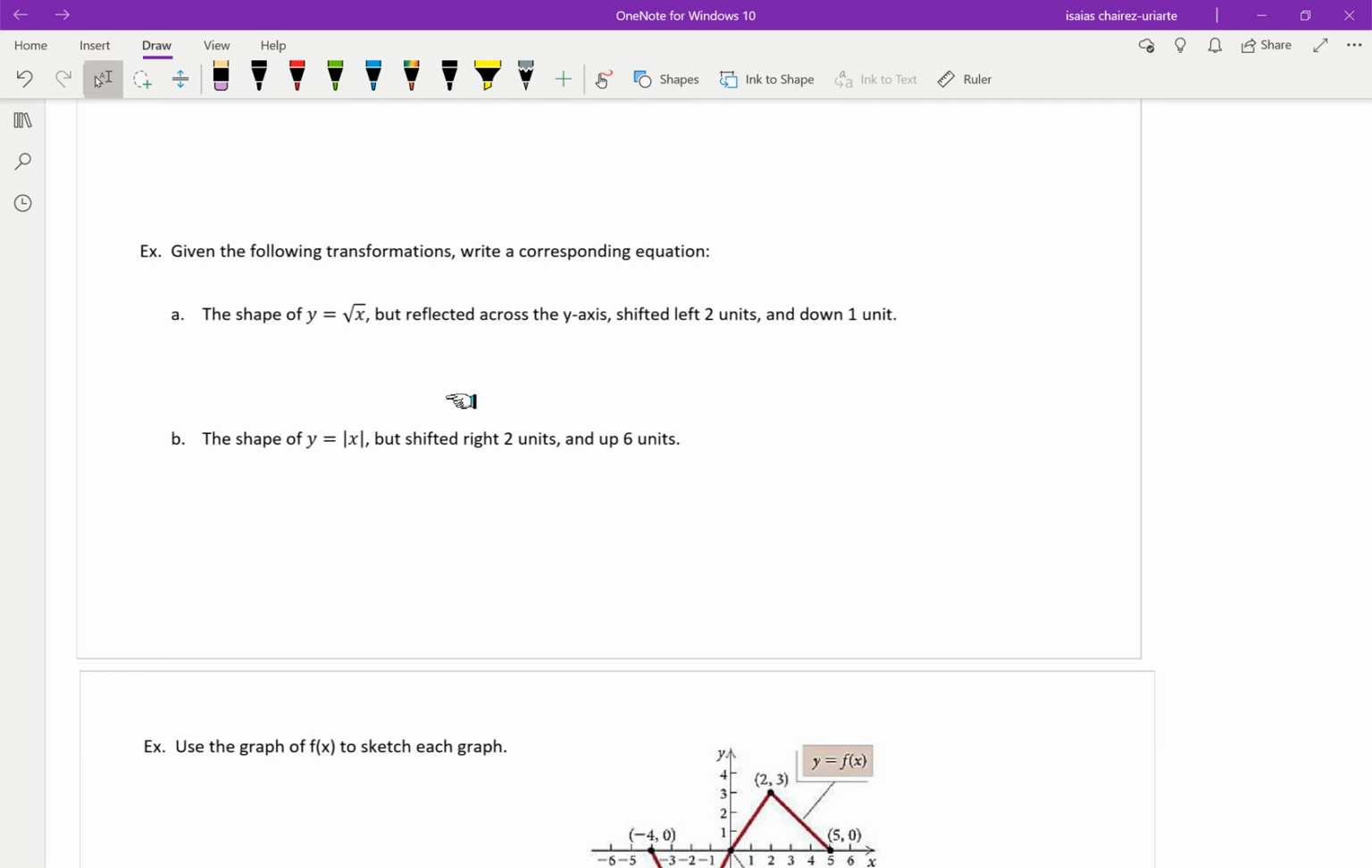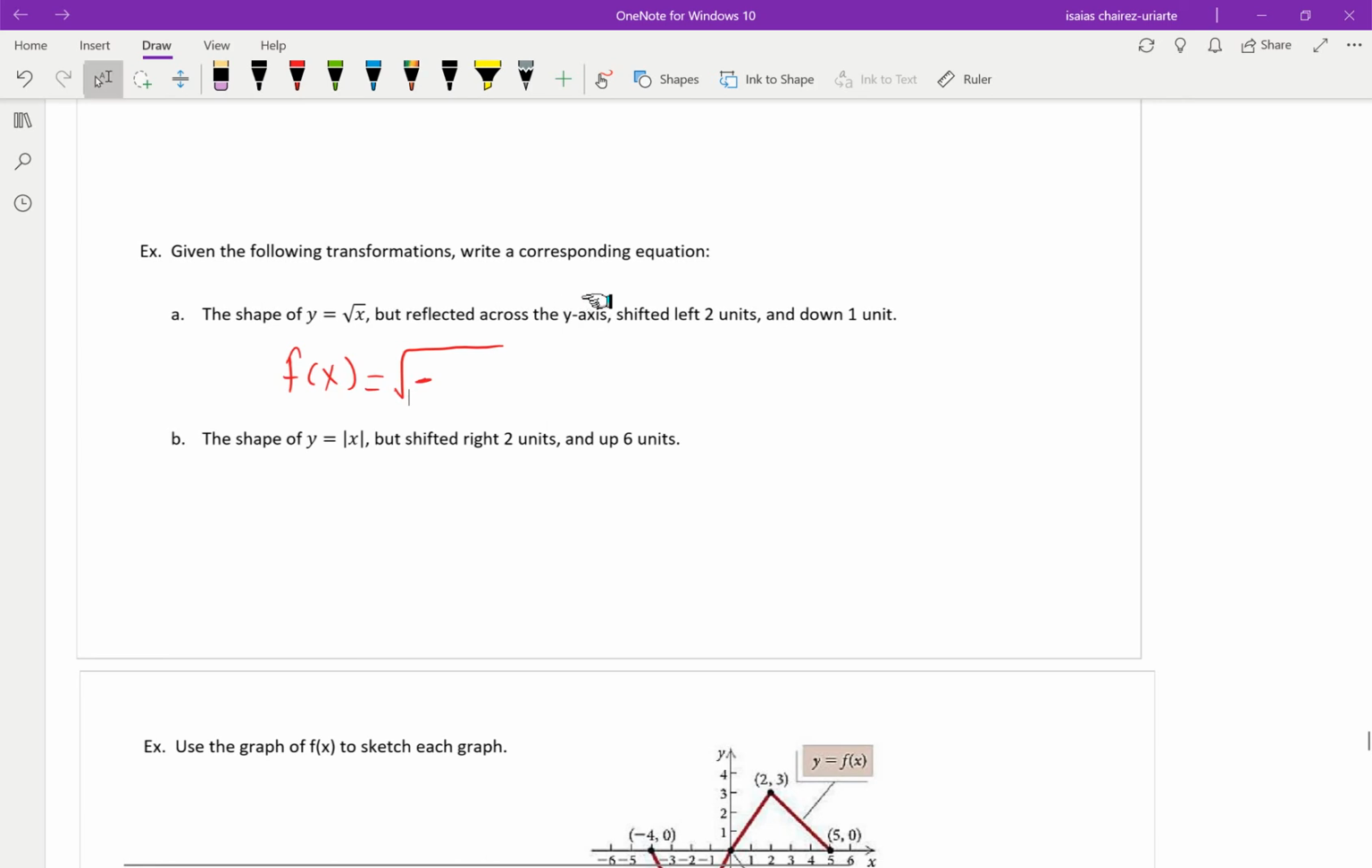Alright, so hopefully you have some functions written down. Let's just compare our answers. So I need to come up with a new function. Let me say f of x in this case, and the parent function is the square root of x, but we reflect it across the y-axis. Then we shift left 2 units, and then down 1 unit. So I'm going to write down what I think should be the correct answer. I should have a negative inside my square root because that's the reflection across the y-axis.